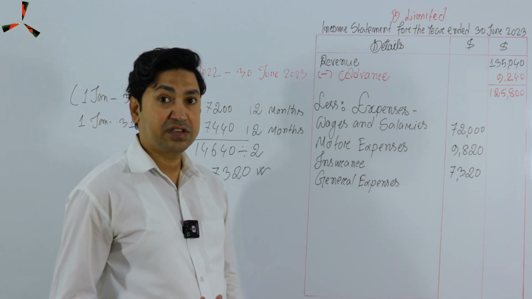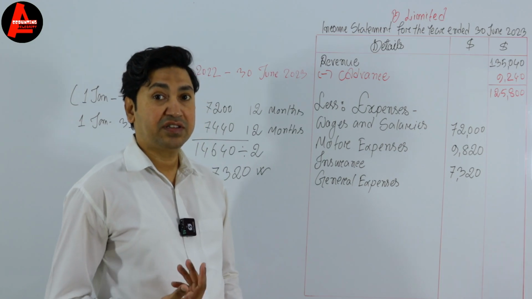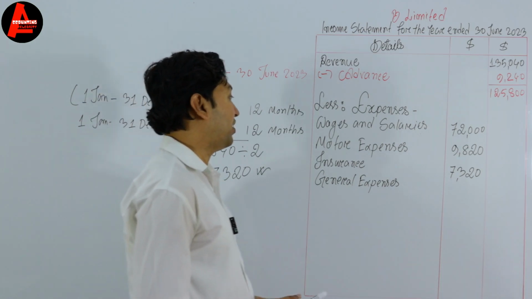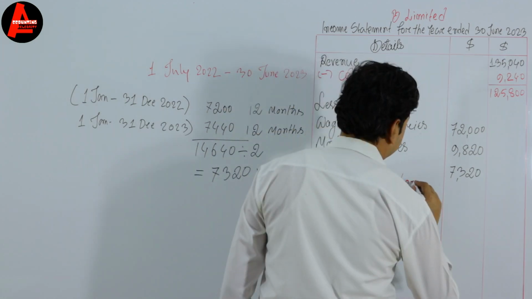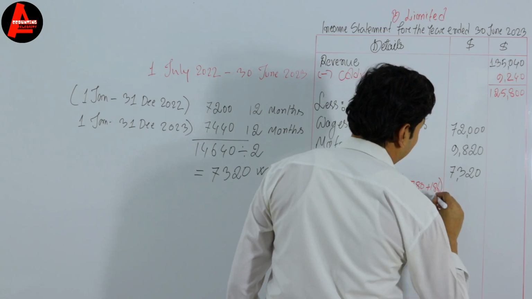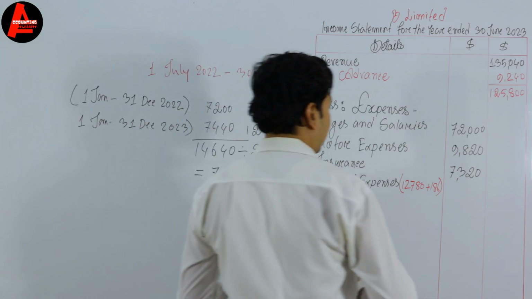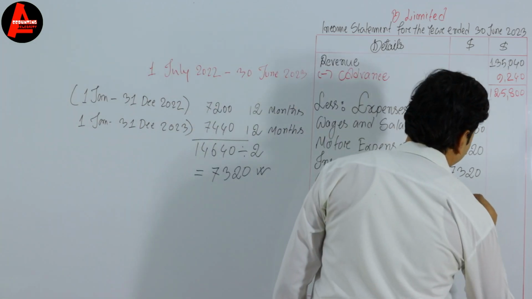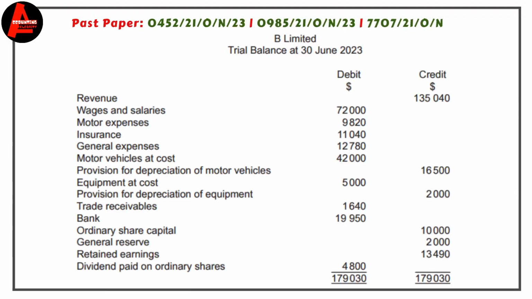Okay, on the question we have general expenses 12,780. With this amount now we will add 186. Okay, so here we will write 12,780 plus 186. Okay, now if we sum up these two amounts, we have here $12,986.